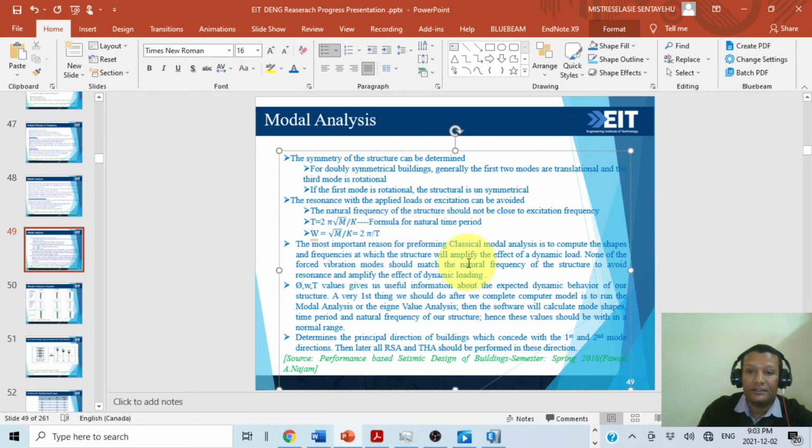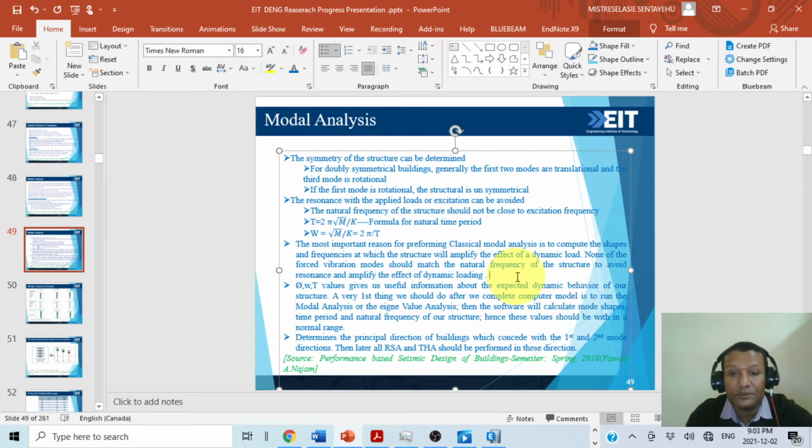Then we will check it. The most important reason for performing classical modal analysis is to compute the shape and frequency at which the structure will amplify the effect of dynamic load. None of the forced vibration modes should match the natural frequency of the structure, to avoid resonance and amplification of the dynamic loading. This is very important because it will amplify the dynamic loading.